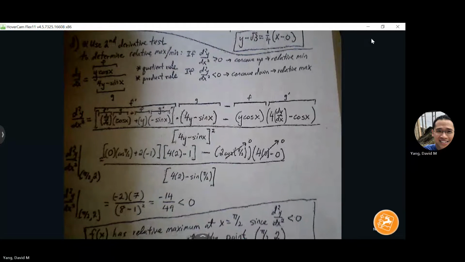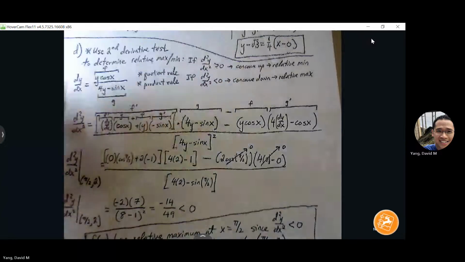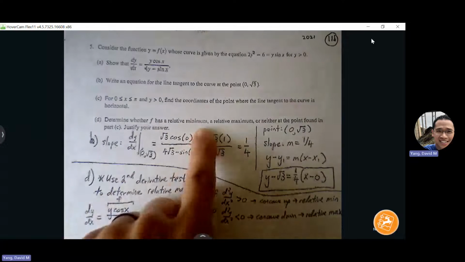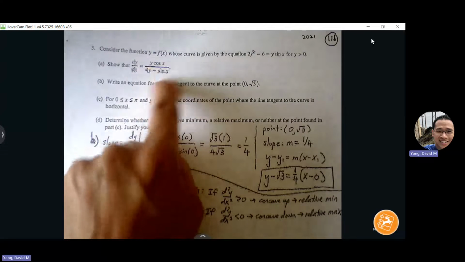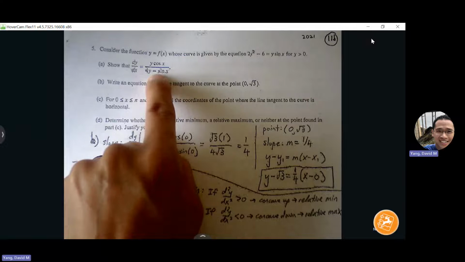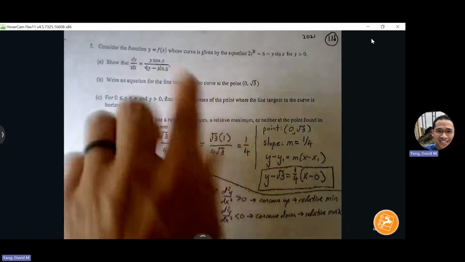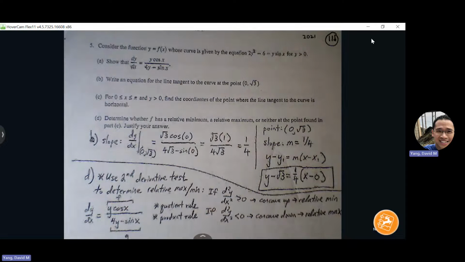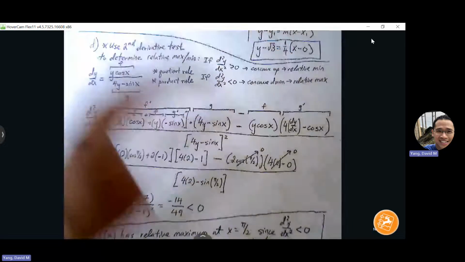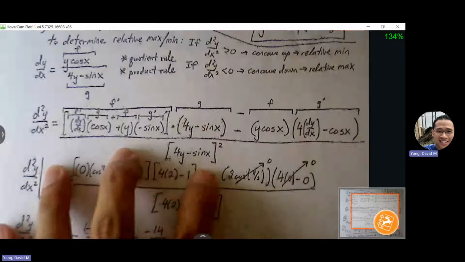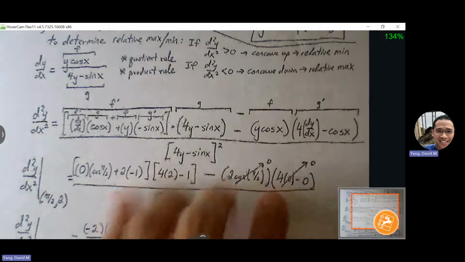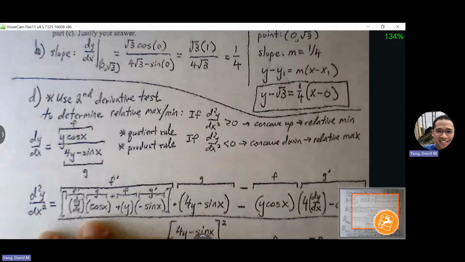Part D, determine if there's a relative max or relative min. And to do that, we're not going to create a sign line here. That's difficult. So what they're trying to get you to do is to find the second derivative and determine if the second derivative is positive or negative, and then from there determine whether we have relative max, relative min. And this is one that I just had trouble believing that this was on the test. This is not normal.